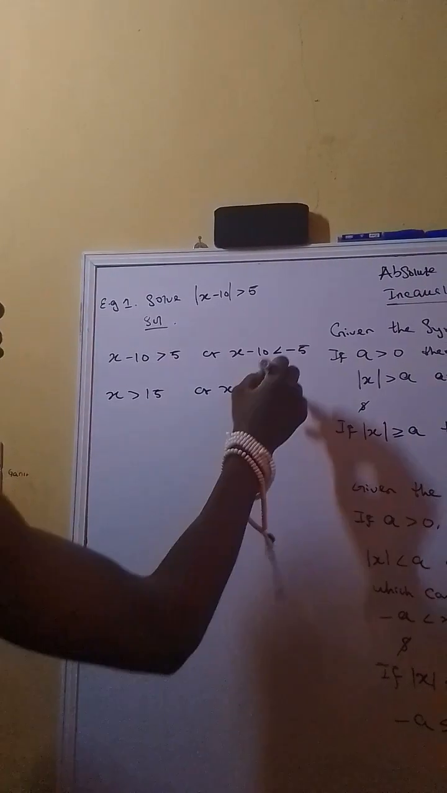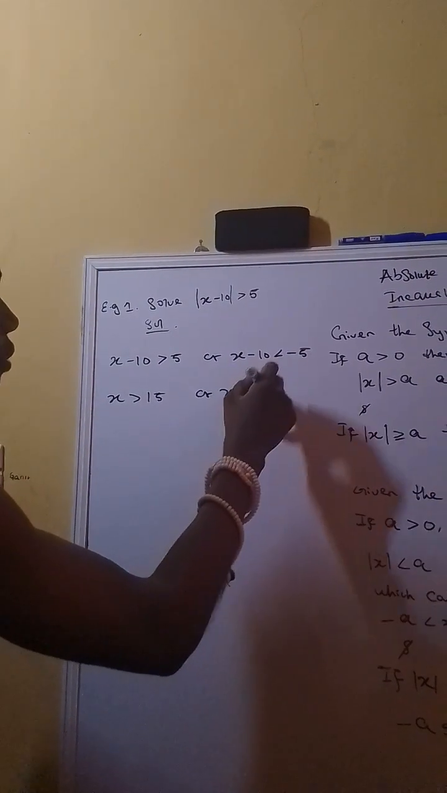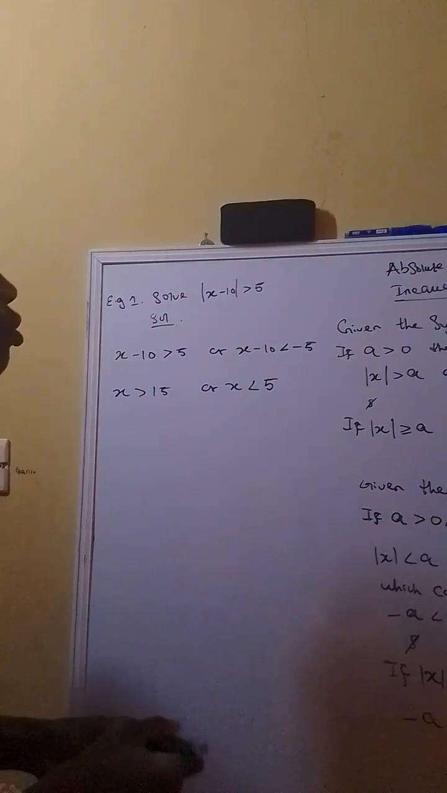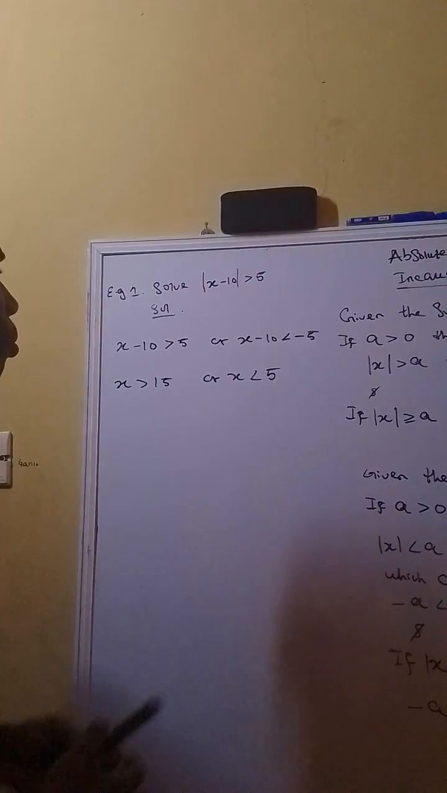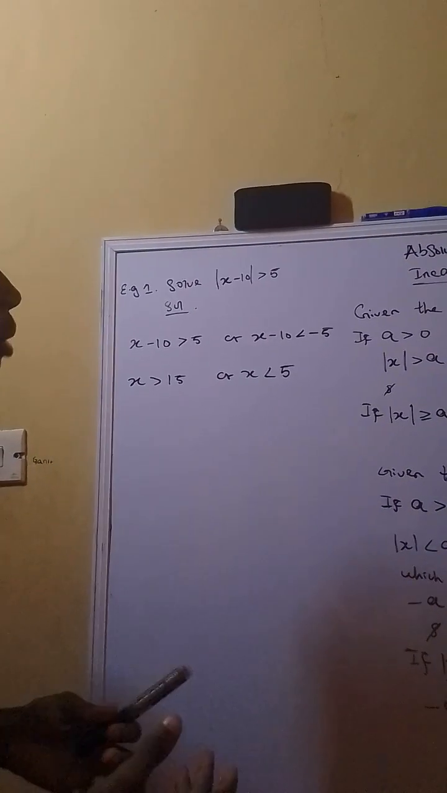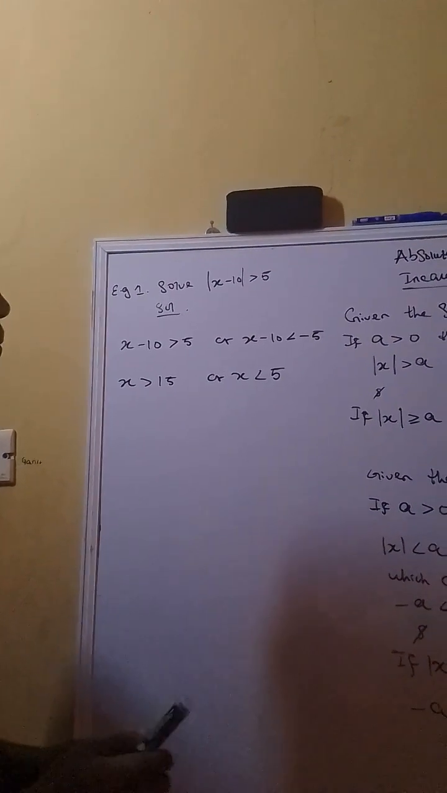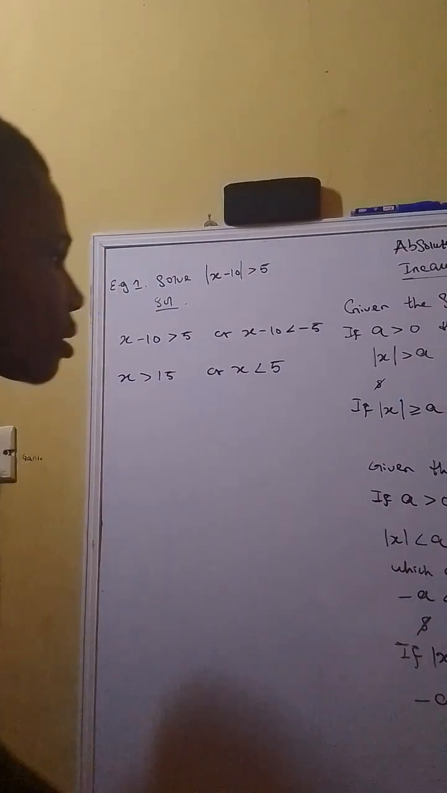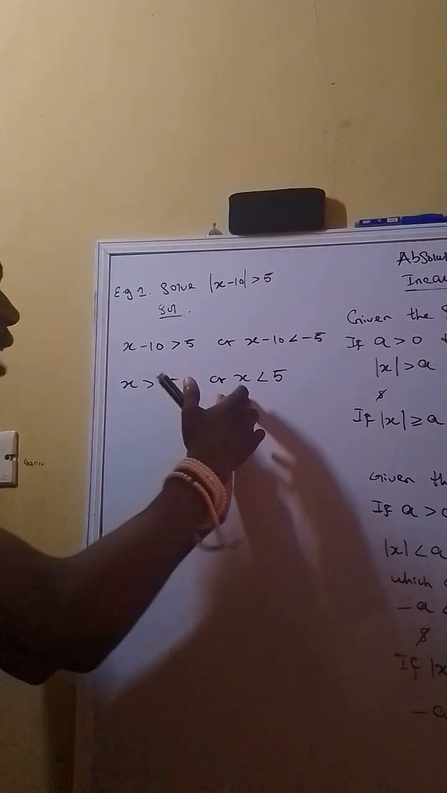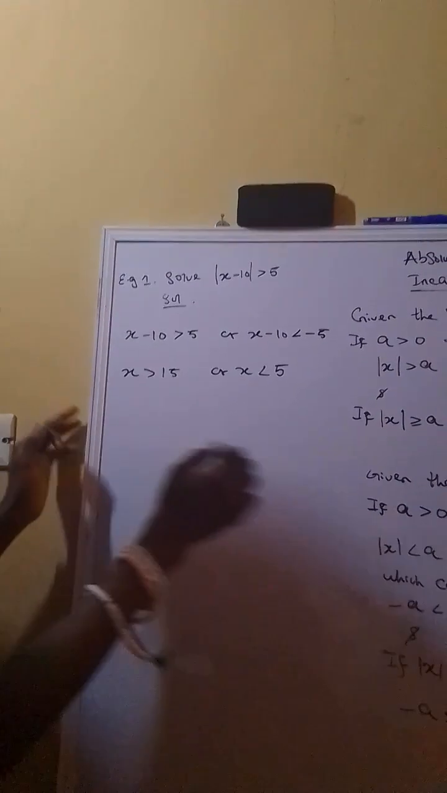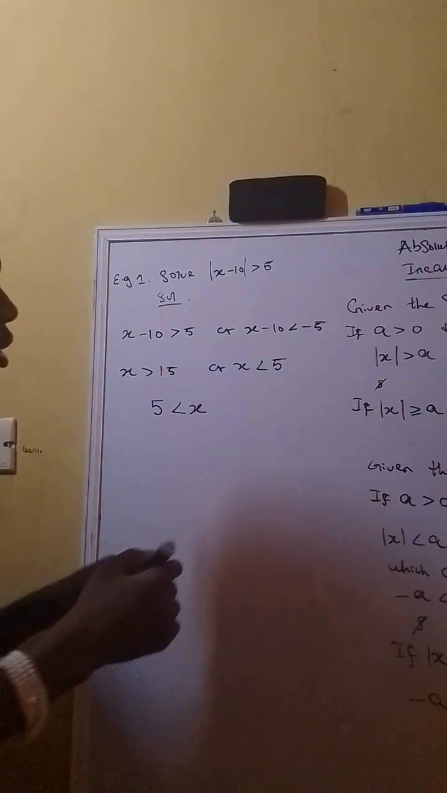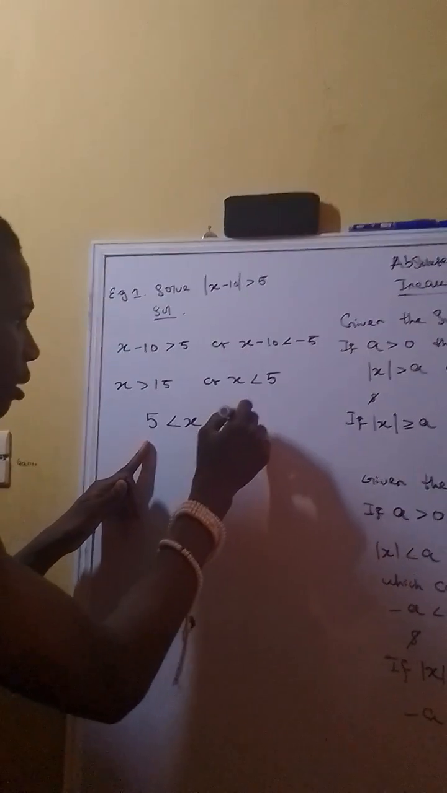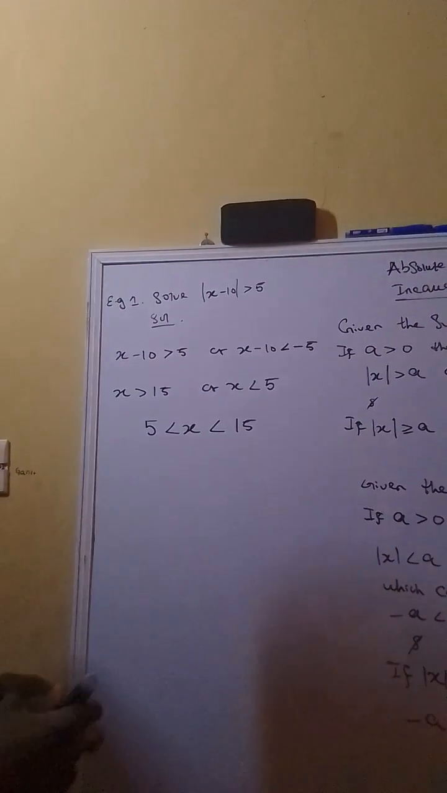Minus 5 is less than 5, sorry, not minus 5. So minus 5, then plus 10 becomes less than 5. Now how do we write this in a normal way? This is how you write it. Because x is less than 5, you can easily say 5 is less than x. Are you with me? And also less than 15. That's how it's been written.